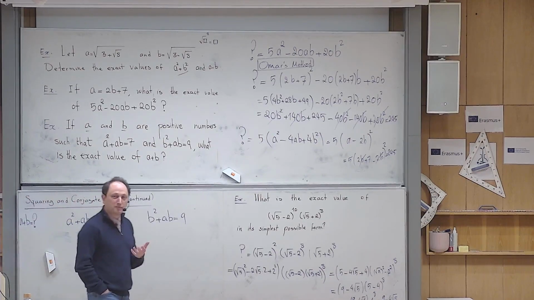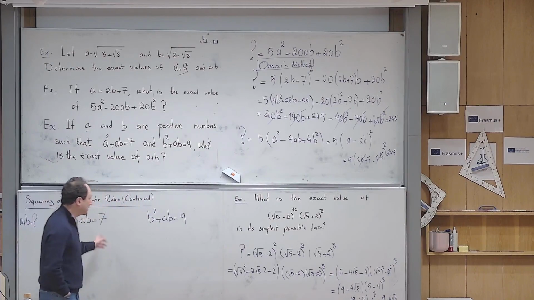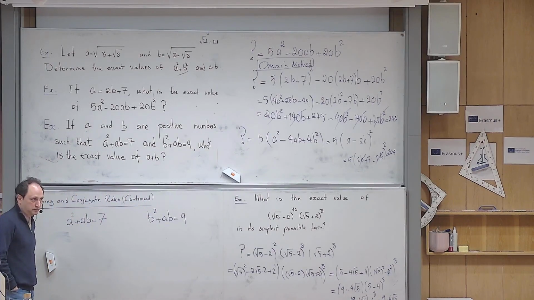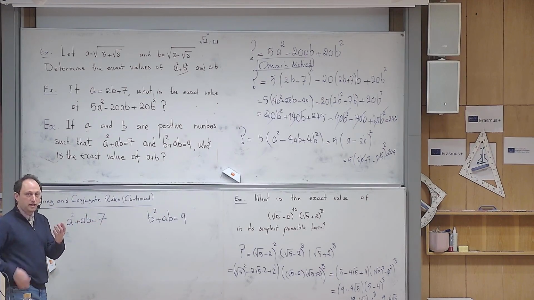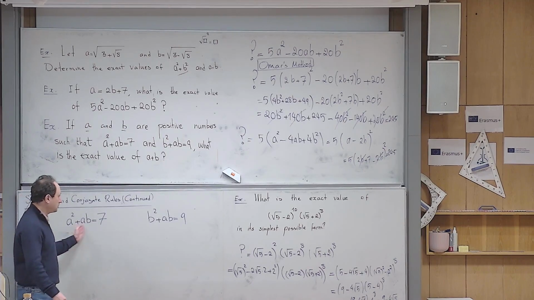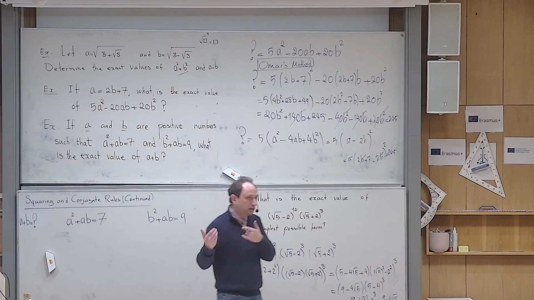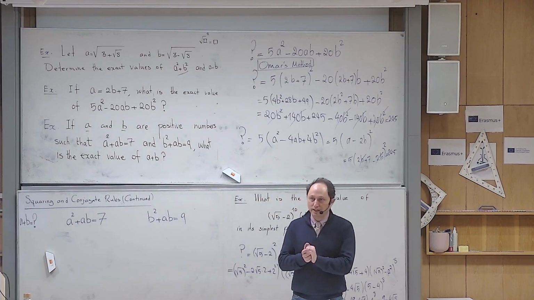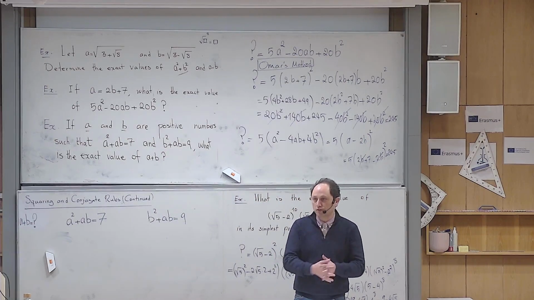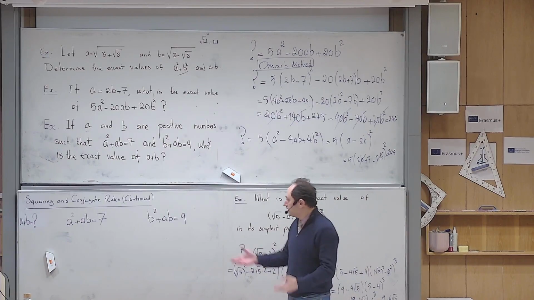Sometimes they make the problem a little bit hard so that you cannot find a and b, even though technically speaking, in principle, I should be able to find a and b. Why? Because a and b are two unknowns. How many pieces of information do I have? Exactly 2. So in principle, the information that I have available should be enough to find two unknowns. But technically, it is hard.